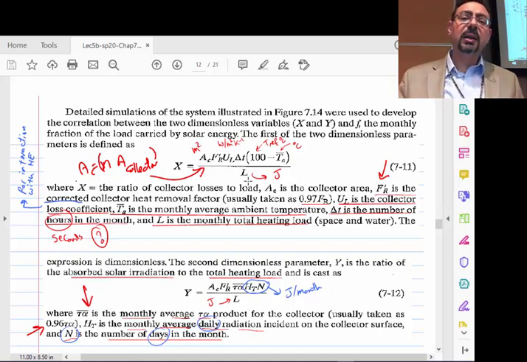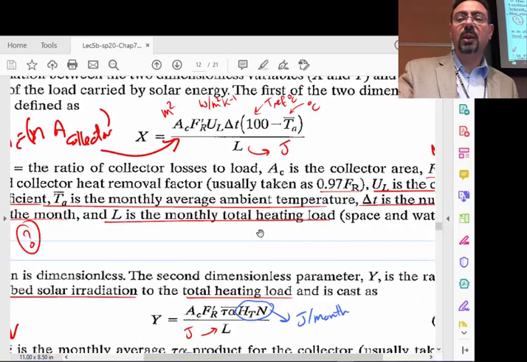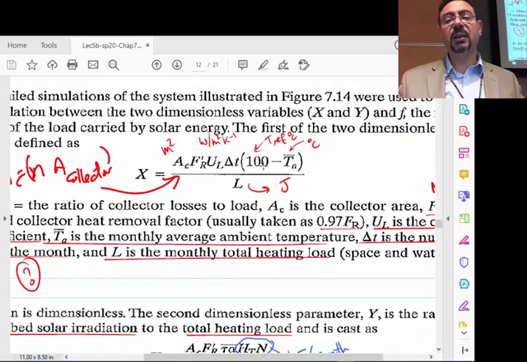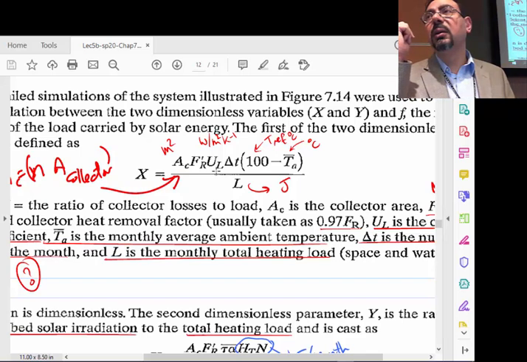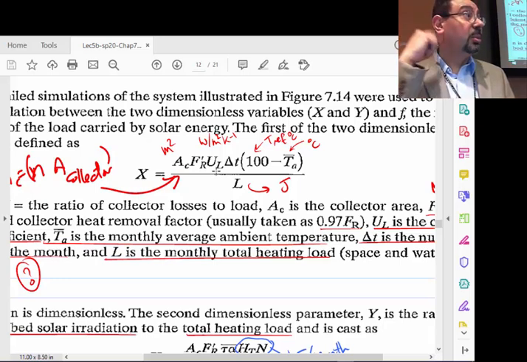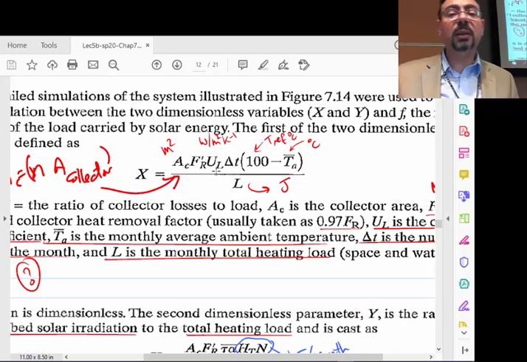L is the monthly total heating load, how much heat they want from us. We said 100 degrees C is fixed, and T ambient is the average temperature over there. And FR UL, what is that? Remember, was it the intercept or the slope? No, it was the slope. The intercept was FR tau alpha. So FR UL was the slope. But it wasn't FR prime.